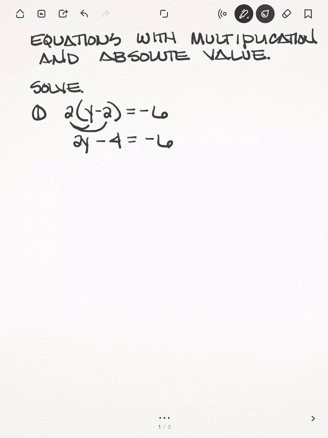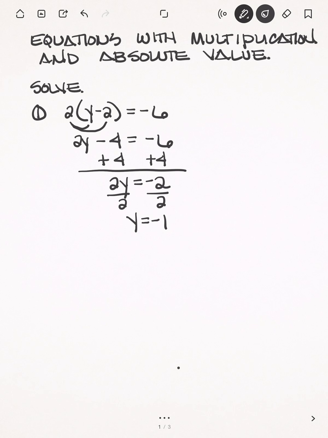Okay, now to solve for y, we're going to add 4 to both sides. And we get 2y is equal to negative 2. One more step, we divide both sides by 2. And we get y equals negative 1. So that really wasn't too bad.